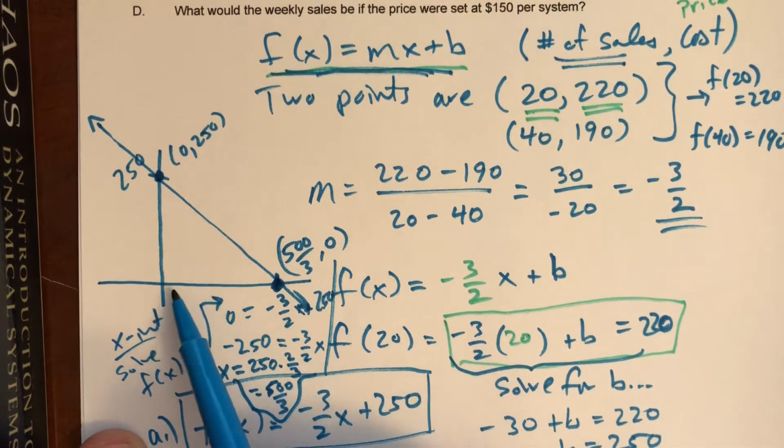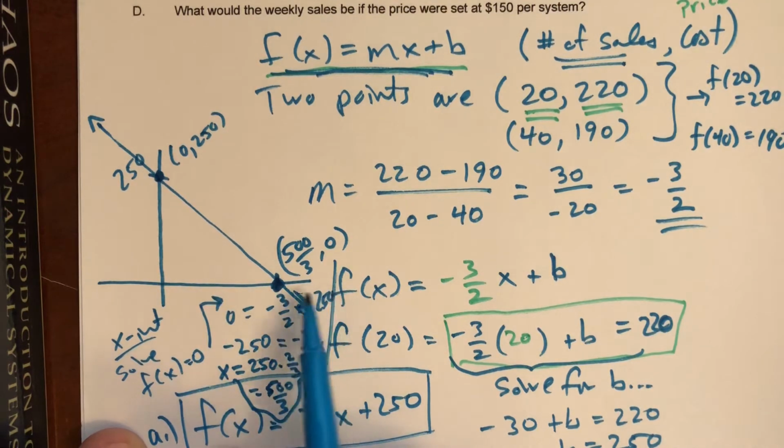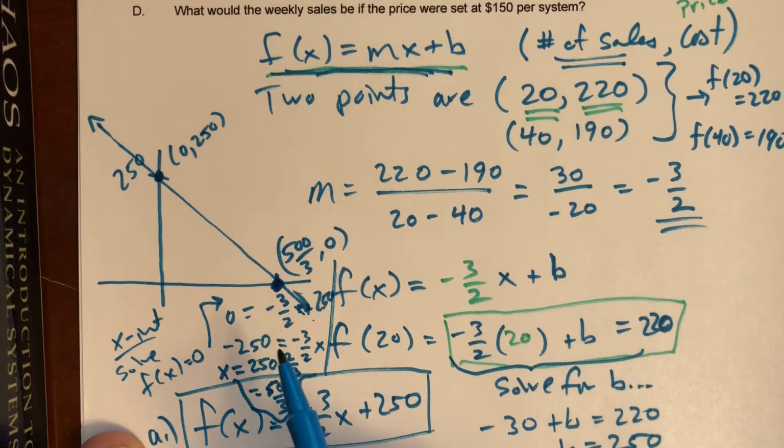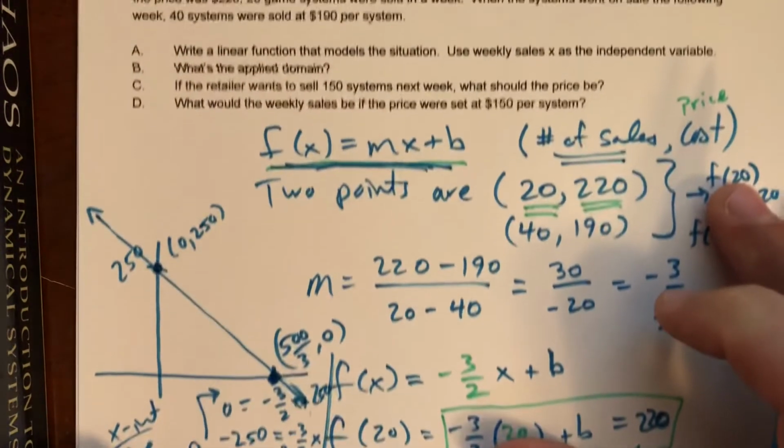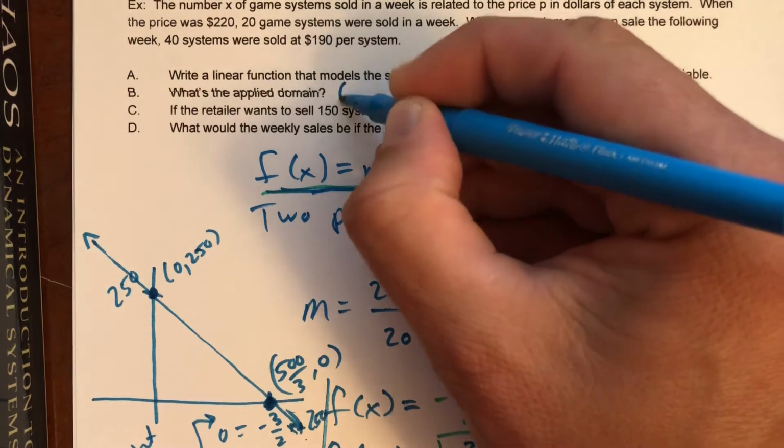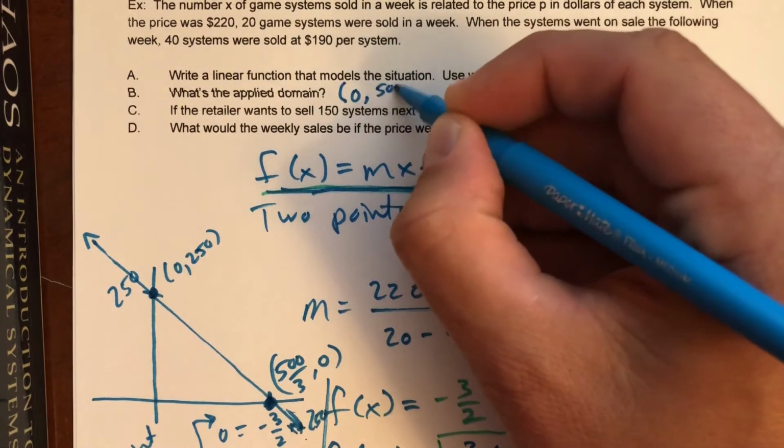And then, all right, the other end of this is if we are past 500 over 3, then that means that our cost is going to be negative. And in a real life application setting, if our revenue is negative, we're losing money. So anything past 500 over 3, we're going to be losing money on these units. So we ought to not lose money on these units, so we wouldn't want to have any X value beyond this one. So when we're saying what's the applied domain, we would probably say that it would be 0 to 500 over 3.